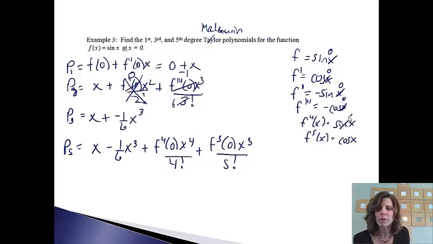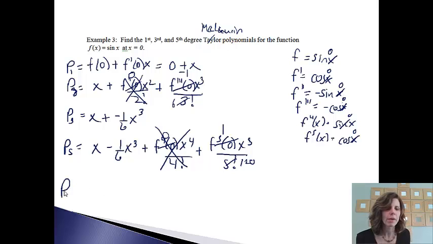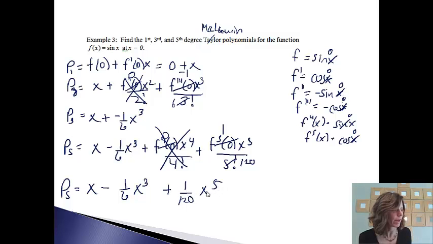Okay, the fourth derivative at 0 is just going to be 0, so this whole part drops out. And then we've got the fifth degree, we're going to do cosine of 0, which is 1, and then 5 factorial, let's see, 5 times 4 is 20, times 3 is 60, times 2 is 120, times 1 is still 120, so this should be 120. So my fifth degree Taylor or Maclaurin polynomial is going to be x minus 1/6 x cubed plus 1/120th x to the fifth. So that would be my fifth degree polynomial.